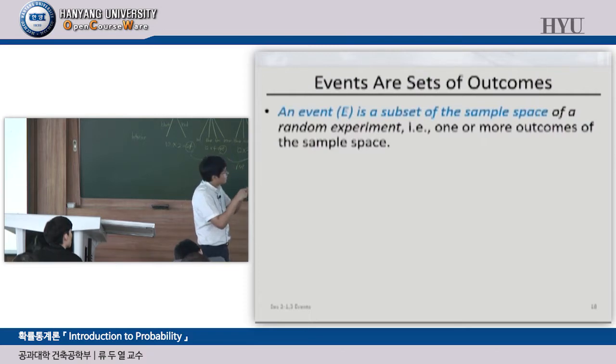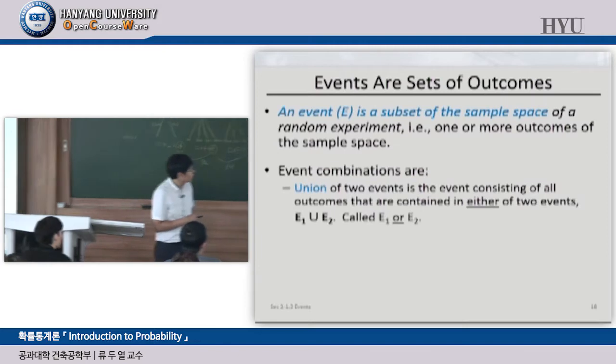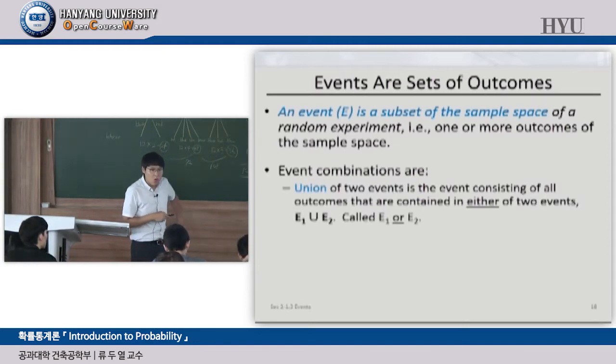그러니까 이벤트가 그 샘플 스페이스의 하나의 부분이라고 보시면 돼요. 부분 집합. So the event combinations are, first one is the union, which is called 합집합. And union of two events is the event consisting of all outcomes that are contained in either of two items.